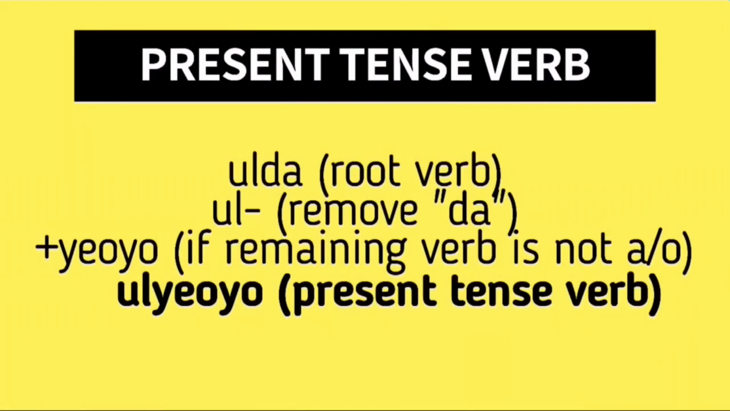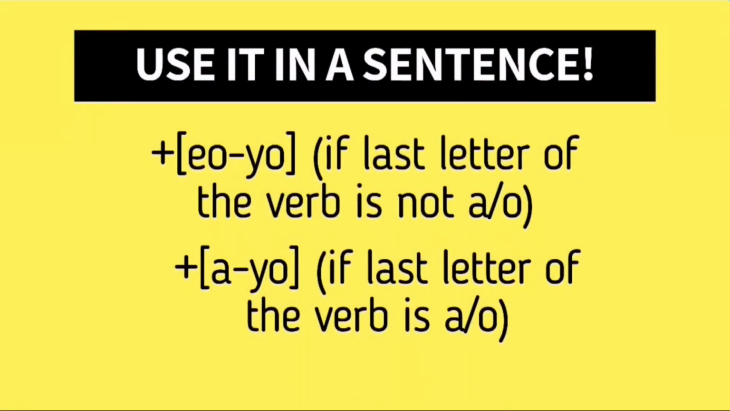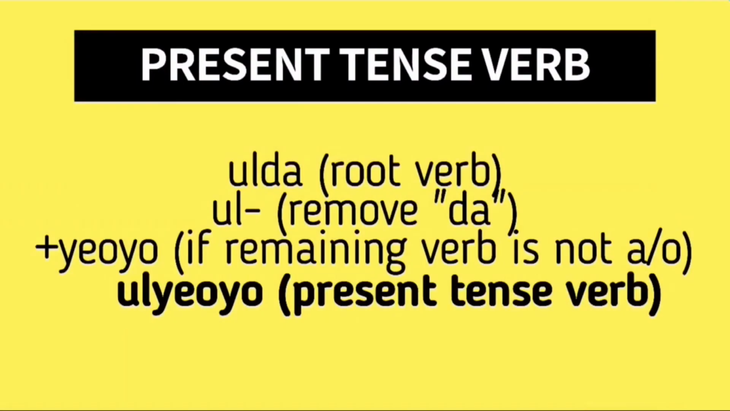Now let's proceed with how ulta is transformed into 울어요. So initially we have ulta, this is our verb, and the first step is to remove da. So now we're left with ul. And as we have mentioned before, we'll have to choose a suffix to add to ul. And as you can see, it's eoyo that's added to ul. So why did we choose eoyo? It's because the last vowel sound of ul is not a or o. So this time we will use eoyo instead of ayo.